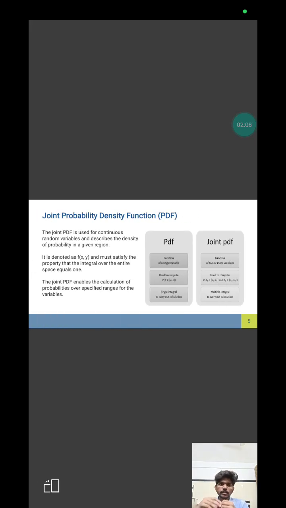Joint probability density function. The joint probability density function is used for continuous random variables and describes the density of probability in a given region. It is denoted as f(x, y) and must satisfy that the integral over the entire space equals 1. The joint PDF enables the calculation of probabilities over specified ranges for the variables.